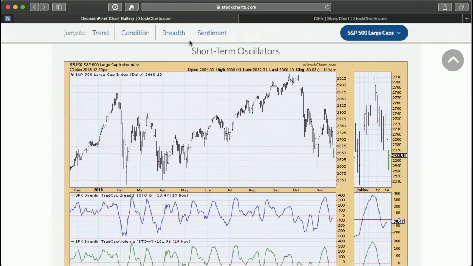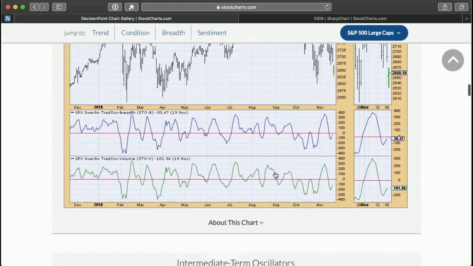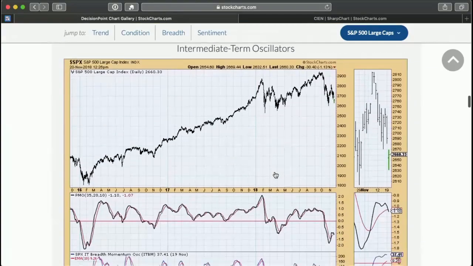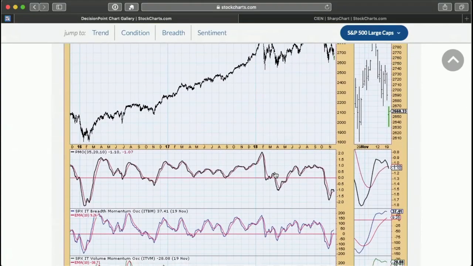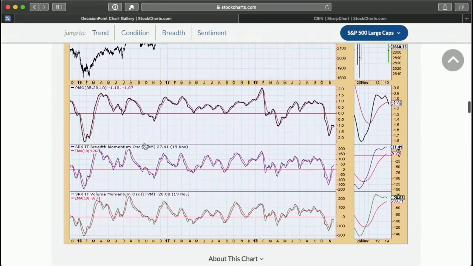This is where we start looking at the oscillators, the short-term ones that we have for that index. And as you can see, STOB, oversold territory trying to rise. That is positive for the short term. But this was as of yesterday's close. I suspect with a gap down today, we're probably going to see those turn back down. The intermediate term indicators, oscillators you can get here. Here are Decision Point ones, the ITBM and ITVM.